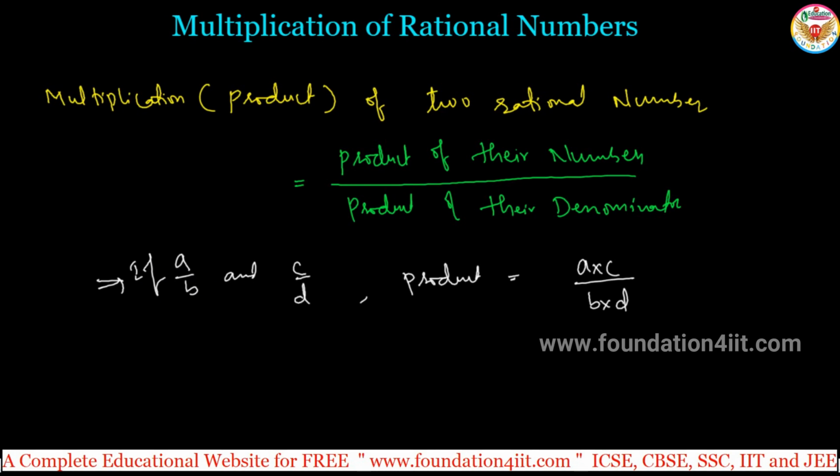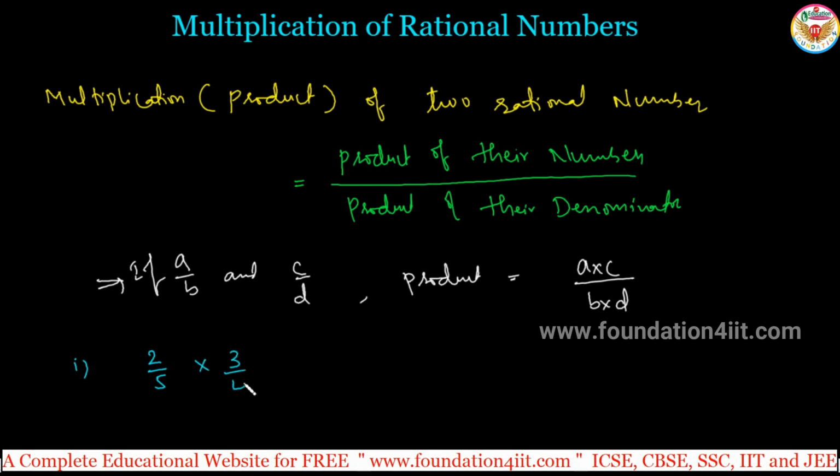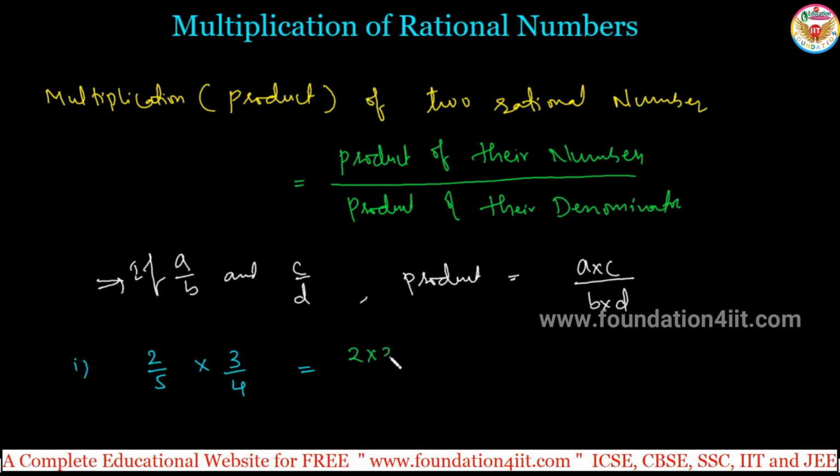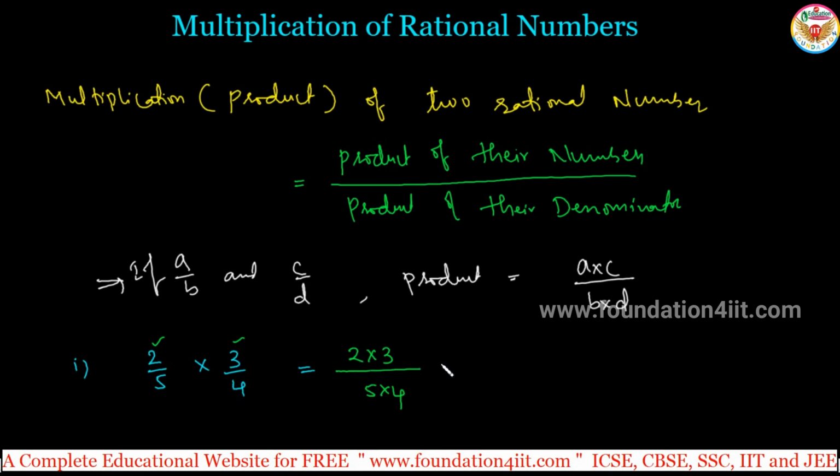Let's have some example questions so they can be understood clearly. For example, 2 by 5 is a number multiplied with 3 by 4. If you want to multiply this, directly the product of their numerators: 2 into 3 divided by 5 into 4. Both numerators, 2 and 3, are in the numerator place. Now 2 into 3 is 6, 5 into 4 is 20.